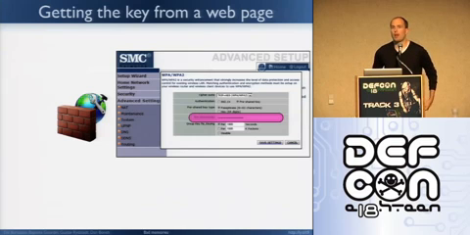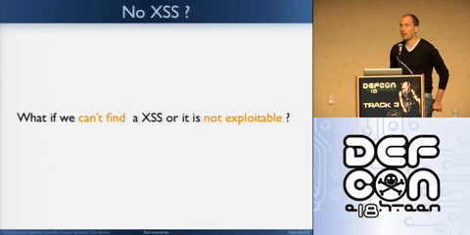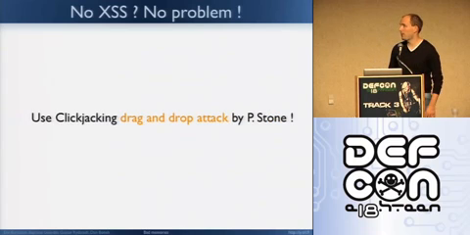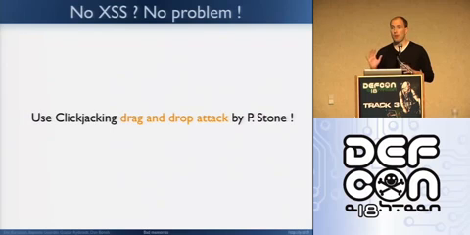So you might wonder, well, what happens if you can't find an XSS vulnerability? Well, there are two things for you here. The first is you can use clickjacking, and we found that most routers do not have any clickjacking defense, so you can use a trick found by Paul Stone, shown at Black Hat Europe 2010, which is drag and drop clickjacking.